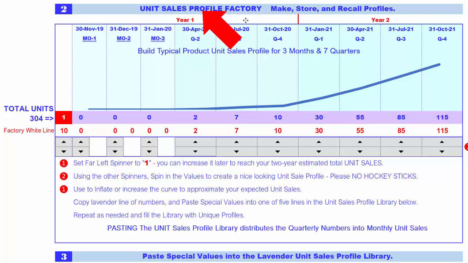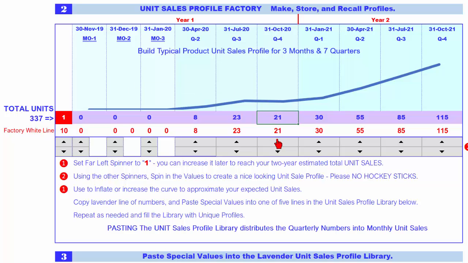This is the Unit Sales Profile Factory where we make, store, and recall profiles. What we're doing, folks, is we're making quick profiles without having to enter 24 months. This is what we do. We just come in here and we spin in the numbers. Okay? Now, if this is not enough units, just make a profile that you feel comfortable that shows the basic type of growth. And then watch what we do.